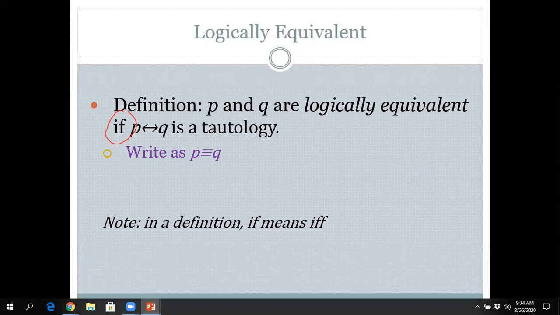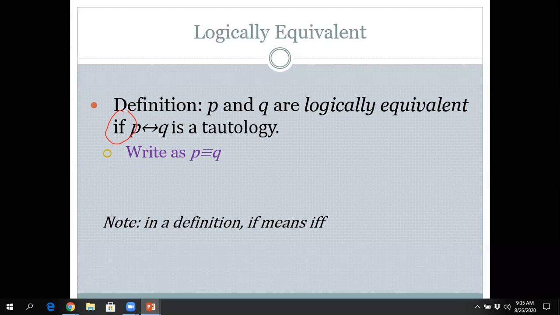So I said definition, P and Q are logically equivalent if P if and only if Q is a tautology, which automatically amounts to the truth table values all being the same for P and Q. But I said if there. I didn't say if and only if, but when you're in a definition, if automatically means if and only if, okay? So definitionally speaking, when you say here's my definition, and you use the word if, this really means if and only if.